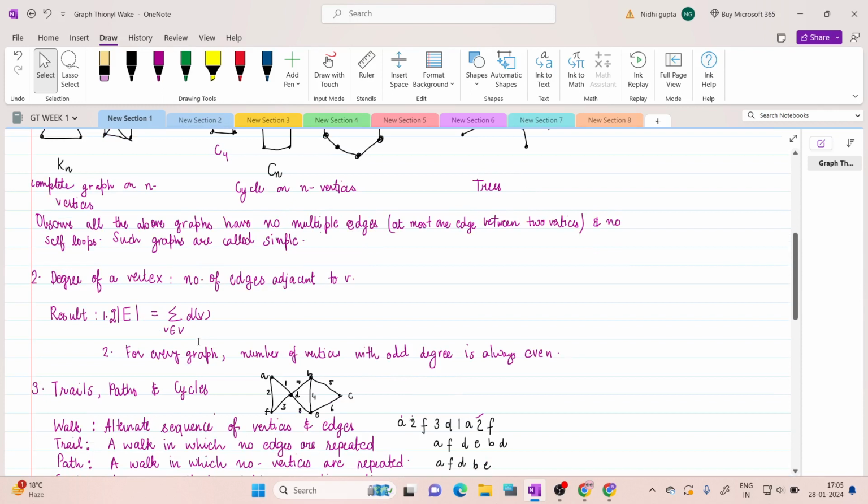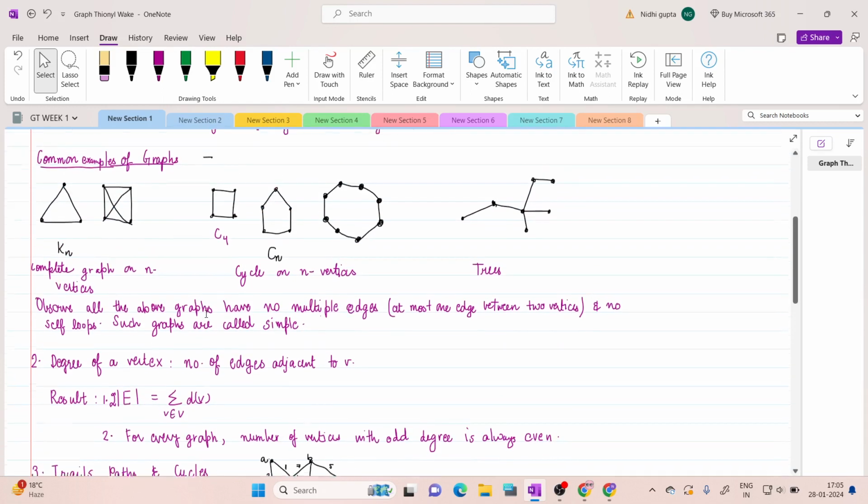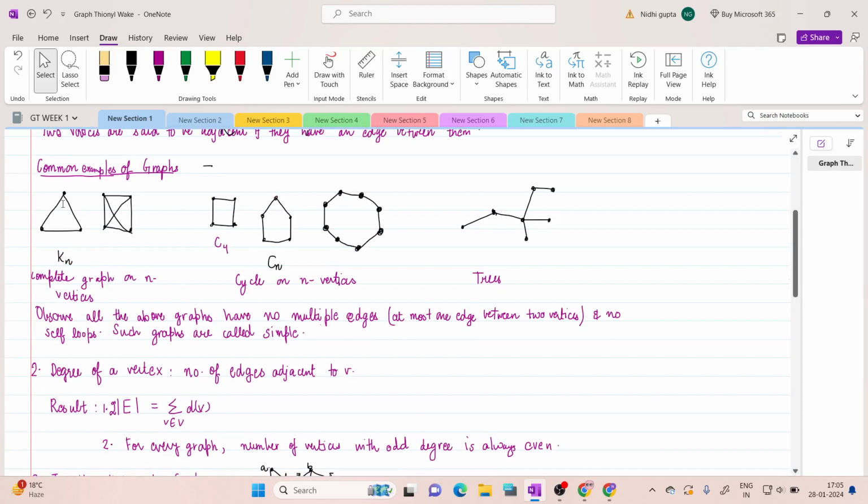Now the next concept is the degree of a vertex. Given a vertex v, the degree refers to the number of edges adjacent to that vertex. Take the example of a triangle, a complete graph on 3 vertices, or K3. What is the degree of each vertex in K3? Two. Yes, the degree of a vertex is the number of vertices adjacent to it.